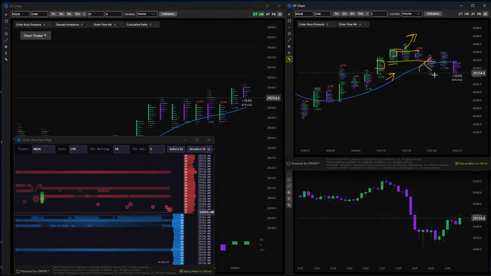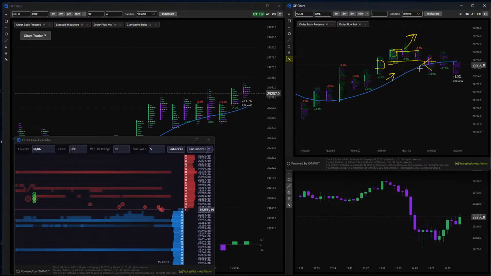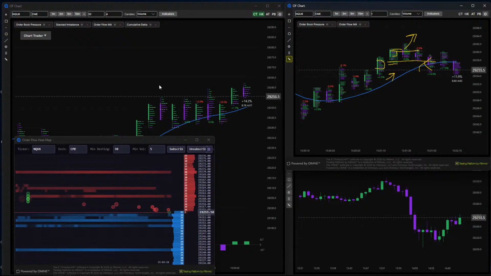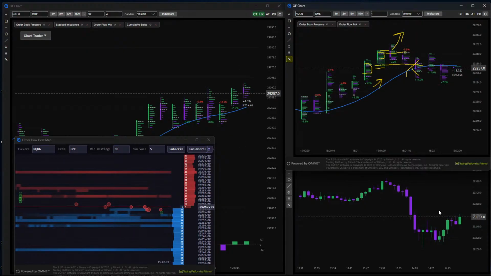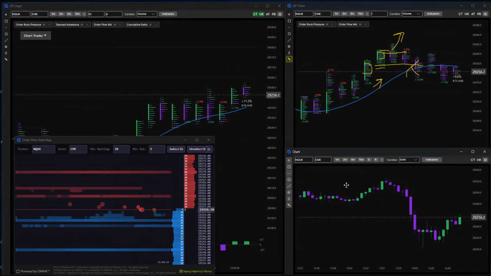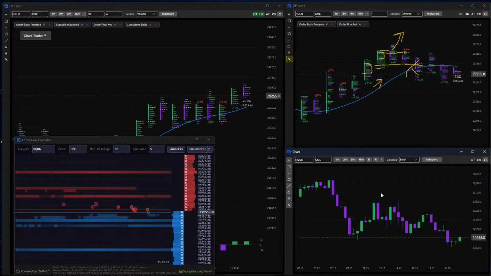Also, this is not meant to be like, oh, I'm going to trade a 10-second chart or a 32 range bar and take this. No, you have to look at the context of the market. The context of the market, I mean, look what we're doing.